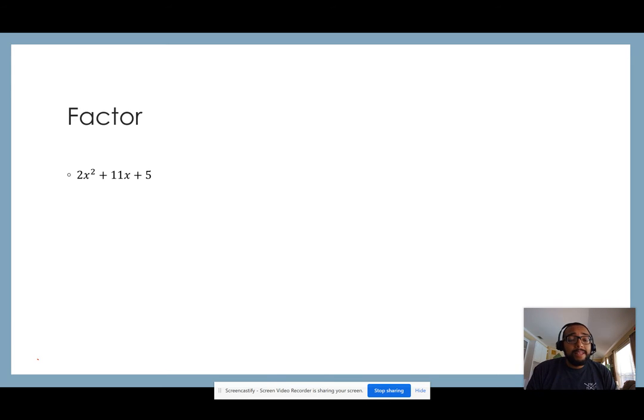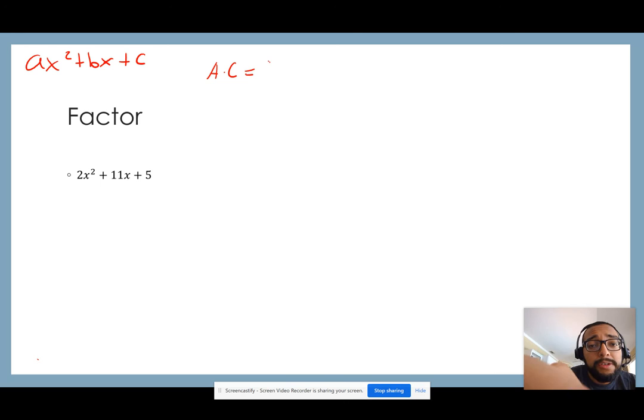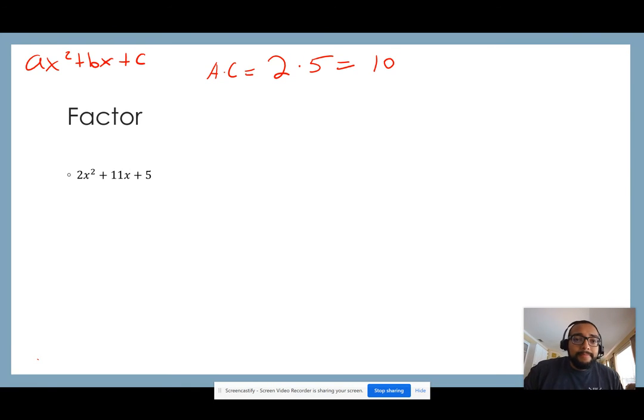Factoring 2x squared plus 11x plus 5. And again, I'm going to use the grouping method. So first step is multiply your A times your C. We'll do this up here, A times C. And if you forgot, standard form is ax squared plus bx plus c. So my A is the first term, which is 2. C is my third term, which is 5. I feel confident on doing that. That's just 10. So 2 times 5 is just 10.